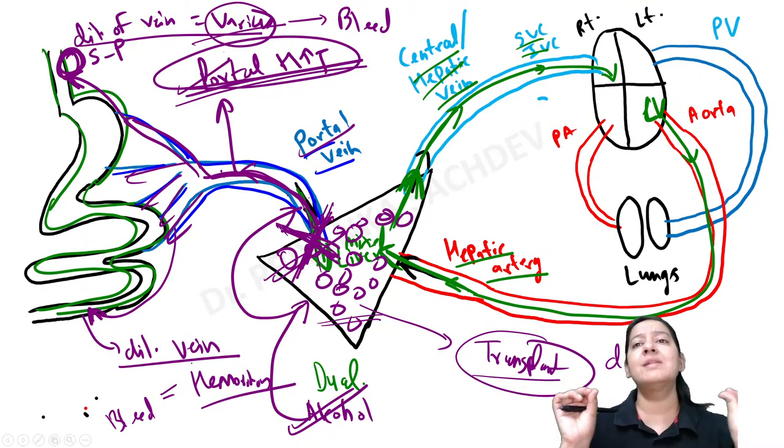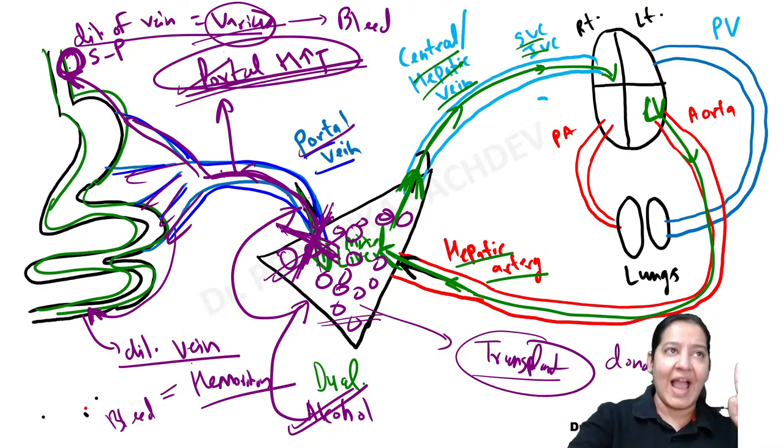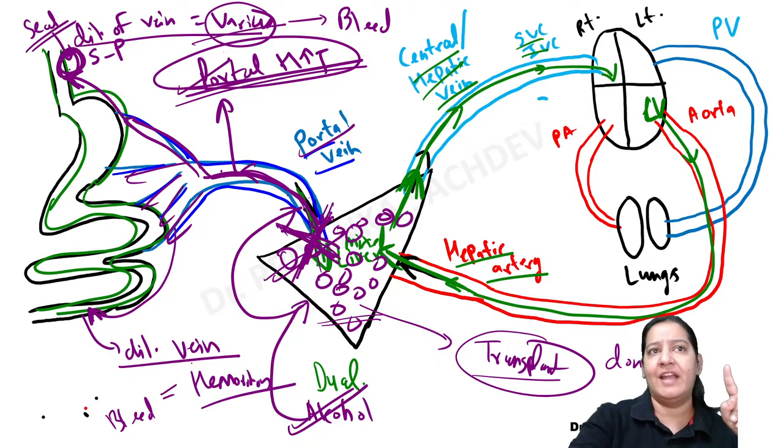Now, what is the other treatment you will offer? So the dilated vein, we will seal the dilated vein. The vein is dilated, it is ruptured. So we will seal the rupture. We will do the sealing with the help of sclerotherapy. So the temporary treatment here is sclerotherapy.